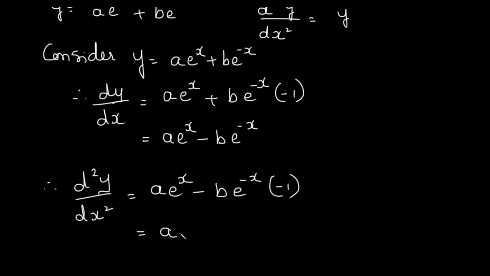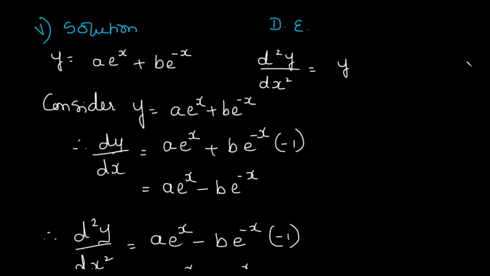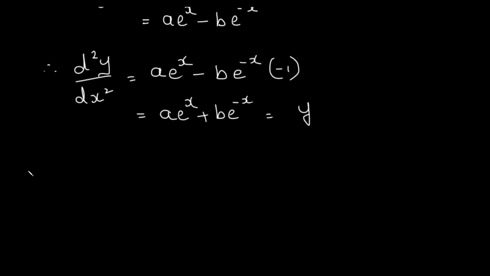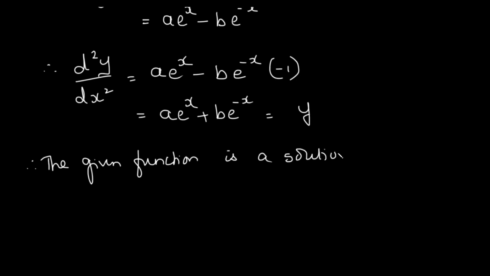So this becomes a e raised to x plus b e raised to minus x. Minus into minus is plus. But this is equal to y. That means d2y by dx2 is equal to y, as they had asked us to prove in the question. So thus our conclusion: the given function is a solution of the given differential equation.